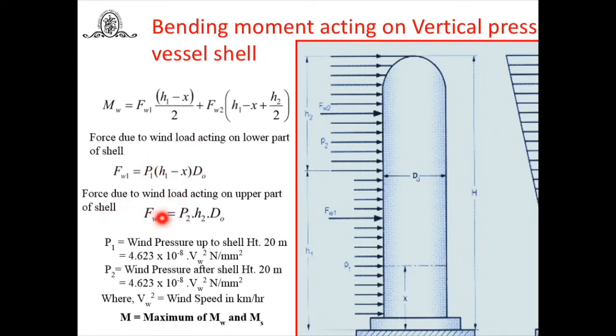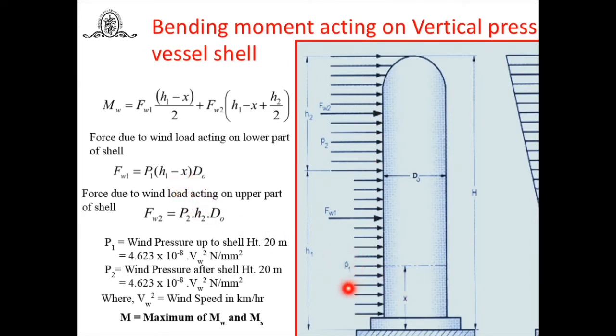And what about F_w2? This is also a force due to wind load acting on the upper part. How to find this? P2 into H2 into D_o. Now in this case, why is this H1 minus x considered? Because we are considering the wind effect above this x, that's why we have considered H1 minus x.